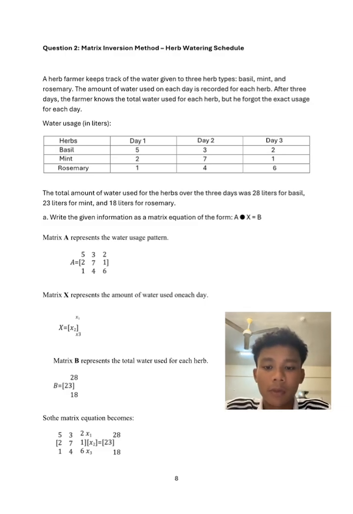I will continue with question number 2. The herb farmer records the daily water usage for basil, mint and rosemary over 3 days in matrix A, with the first row being 5, 3, 2, the second row 2, 7, 1 and the third row 1, 4, 6, which when multiplied by the daily water usage variables in matrix S equals the total consumption for each herb of 28, 23 and 18 liters, as shown in the matrix equation A times S equals B.